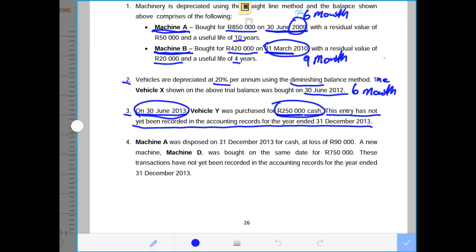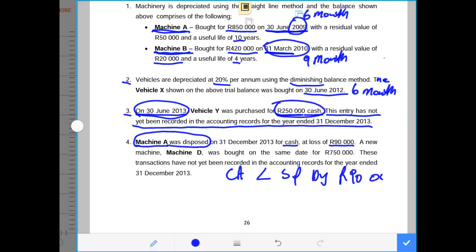Then we go to number four, and number four says, machine A was disposed. Take note, machine A was disposed. This should be our main focus point. That is where most of the calculation will be. It was disposed on the 31st of December 2013 for cash. So now this was a cash disposal of this machine at a loss of 90,000 rands. So that means we sold this machine at a loss of 90,000 rands, meaning the carrying amount, in other words, the carrying value was more than the selling price by 90,000.